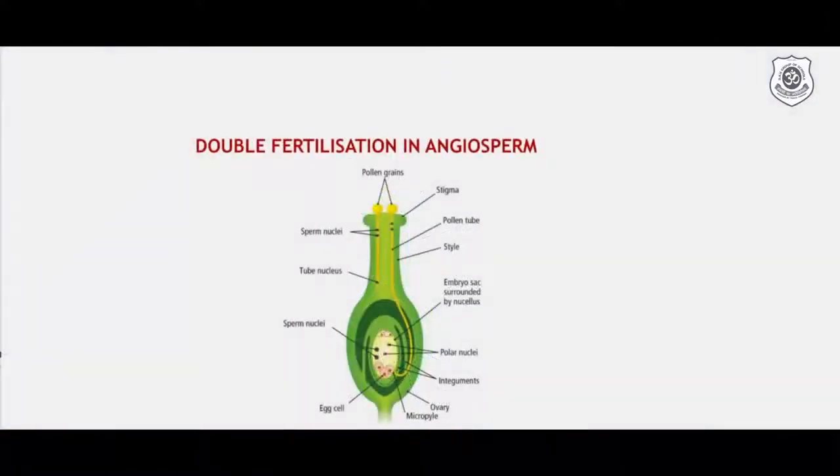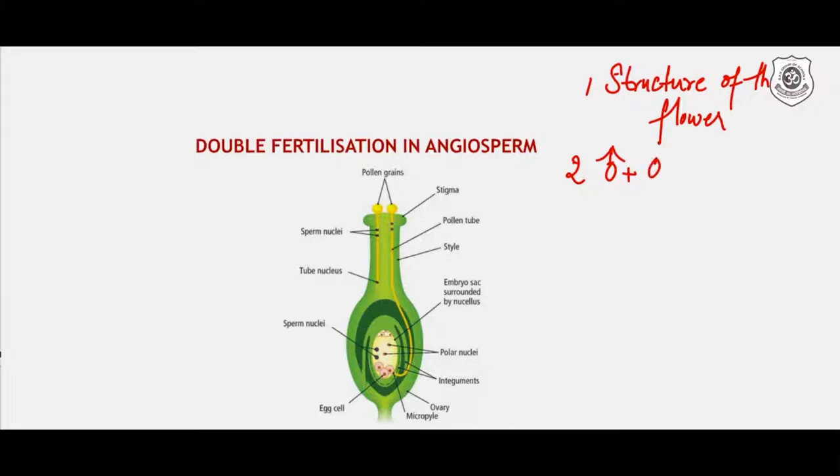I'm just listing it down. We have learned the structure of the flower. And the second one, we have described very clearly the male and female parts. So you're familiar with the male and female parts. The male part is the stamen, the female part is the pistil or carpel.